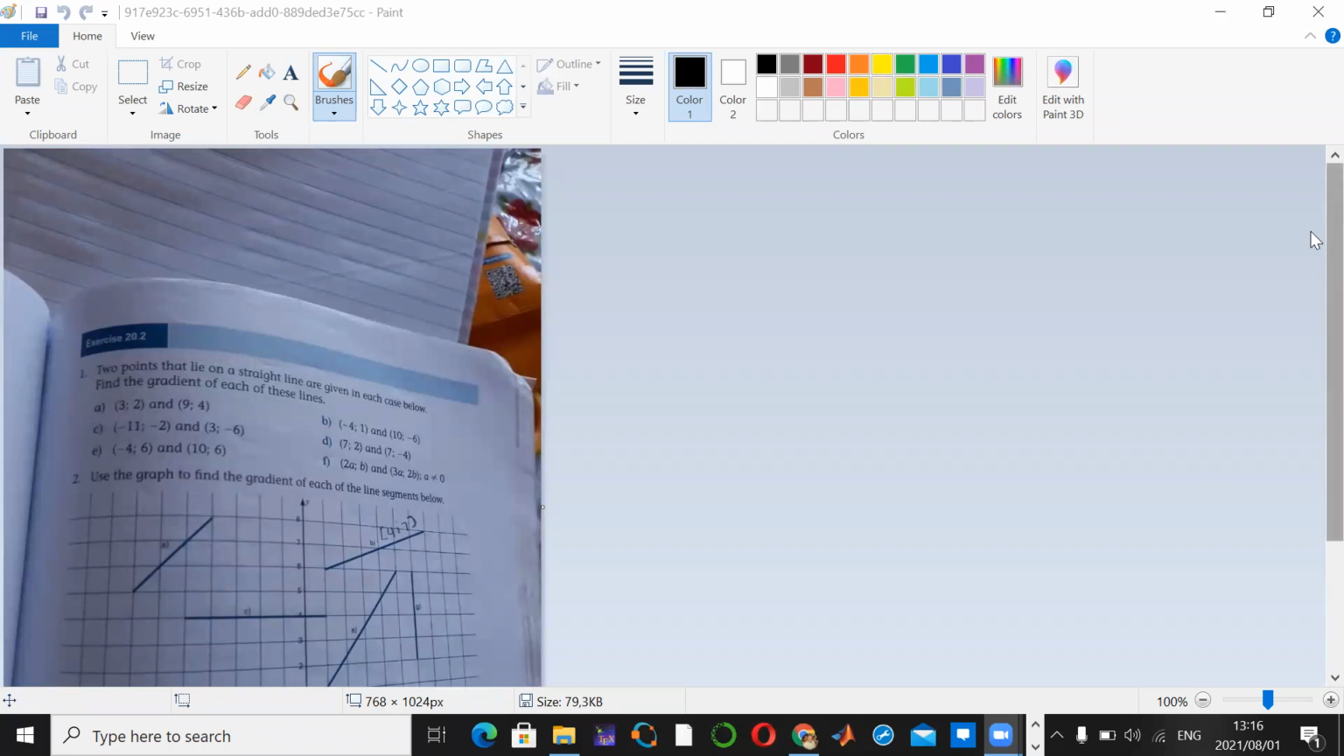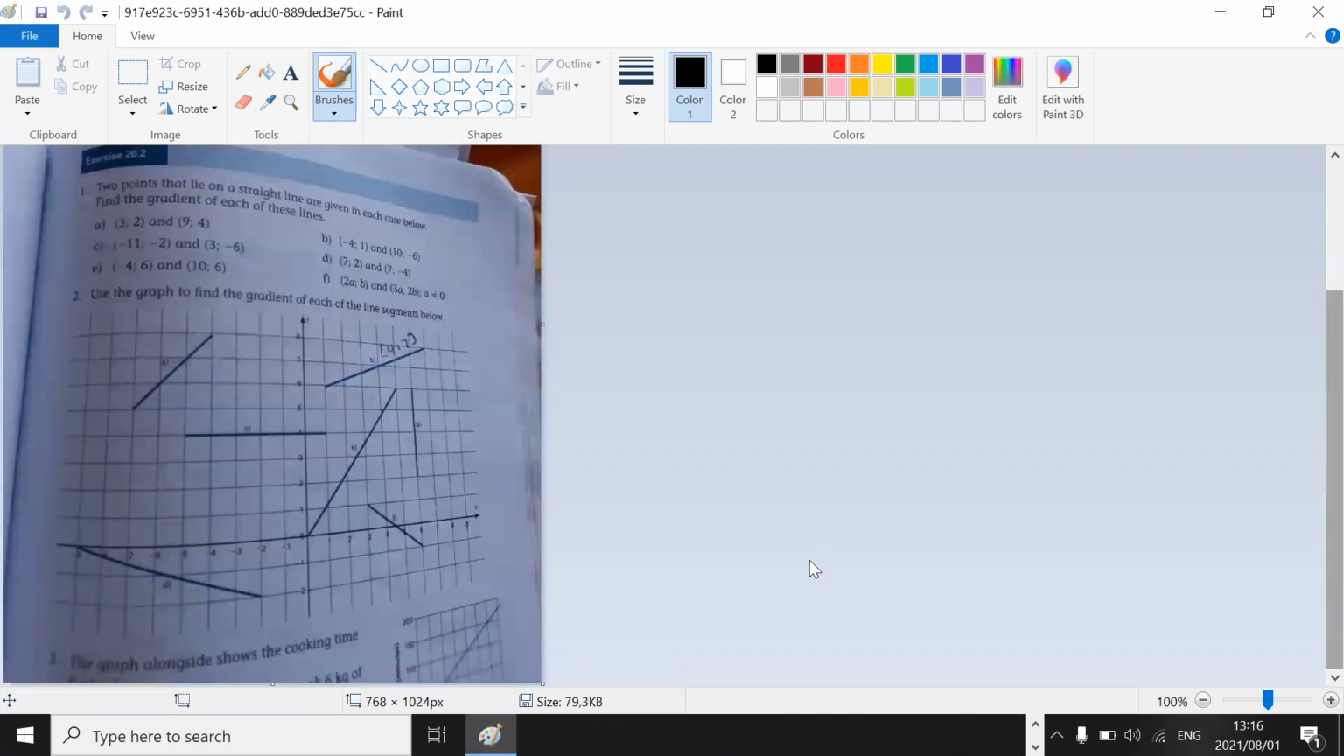I hope you can see my screen now. Is that so? Yes, I can see it. Yes. So that is the diagram which I'm going to explain to you.